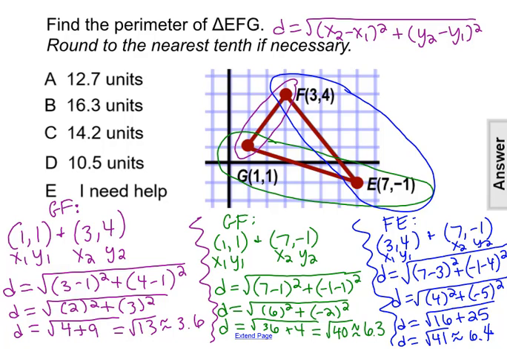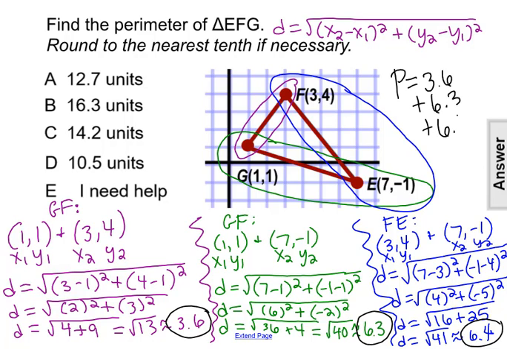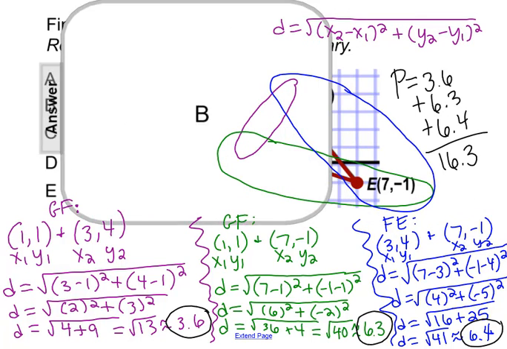So to find the perimeter, we're now going to add up the side lengths. We have 3.6 plus 6.3 plus 6.4. That will give us our perimeter. Again, 3.6 plus 6.3 plus 6.4, which gives us a perimeter of approximately 16.3 units, making our answer choice B.